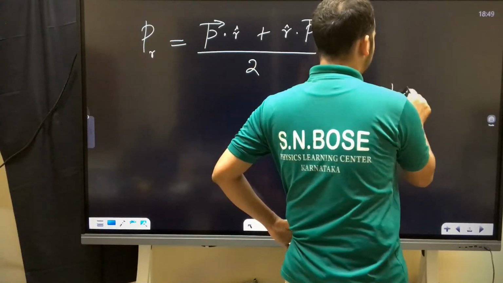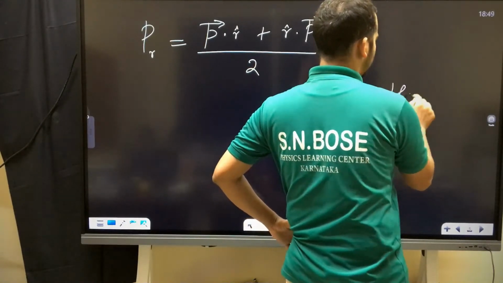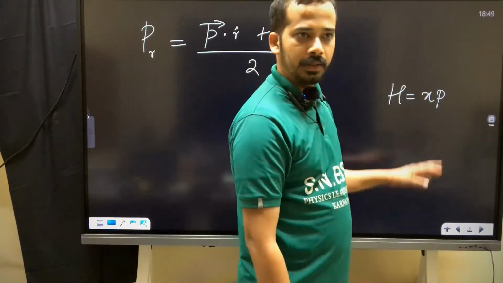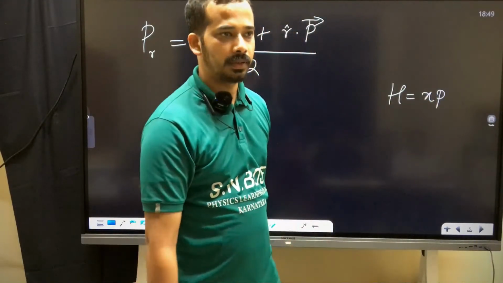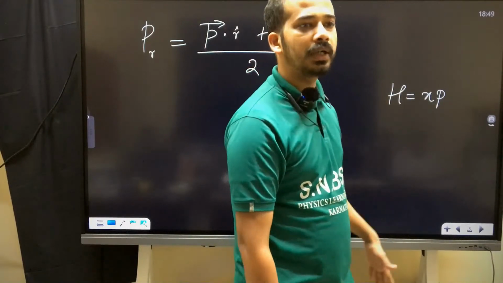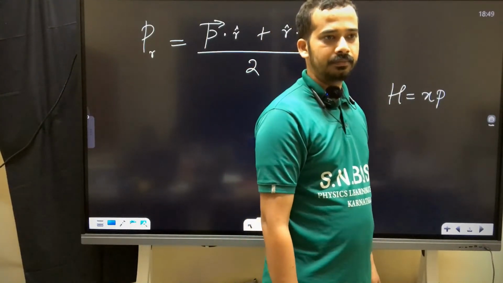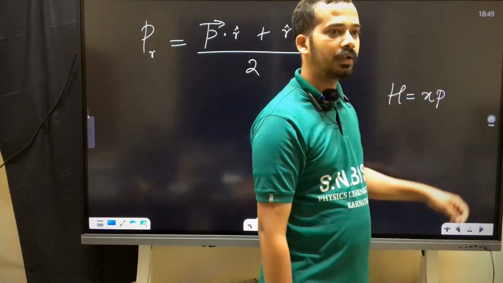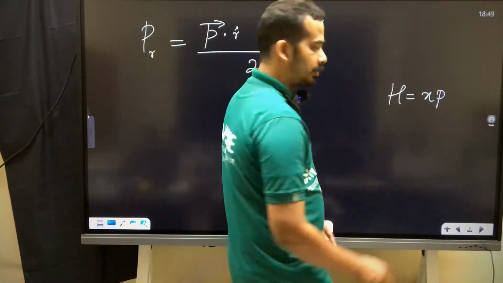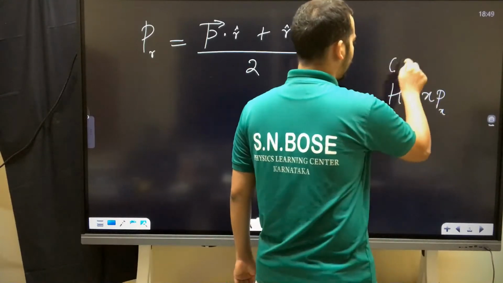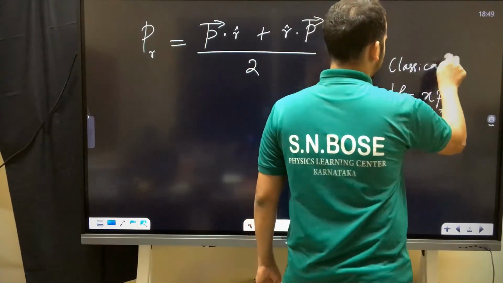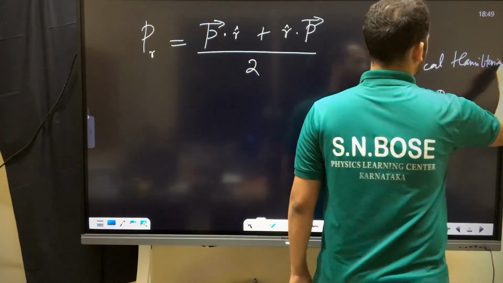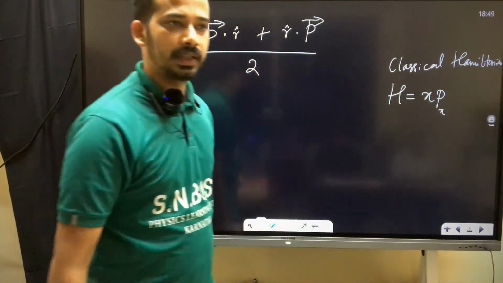Classically, you have some Hamiltonian that is equal to x into p. This was the problem. The classical one, x and p are variables here. You need to construct a quantum mechanical operator. What would you do? Because x into p is not Hermitian. x px, this is a classical Hamiltonian.